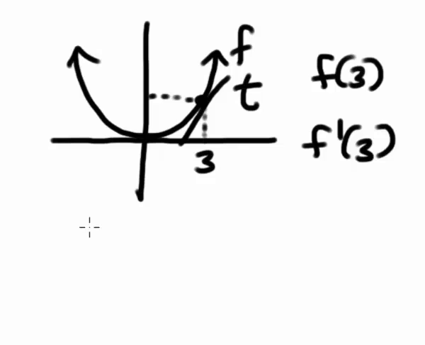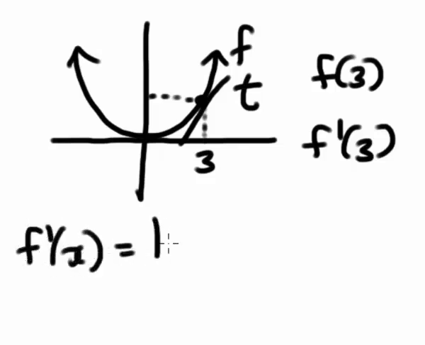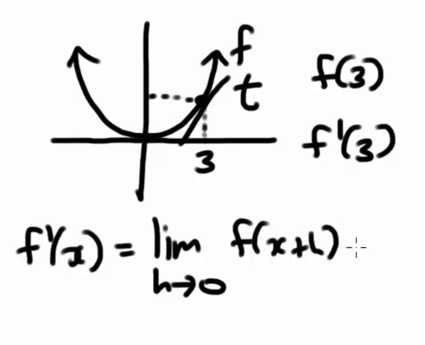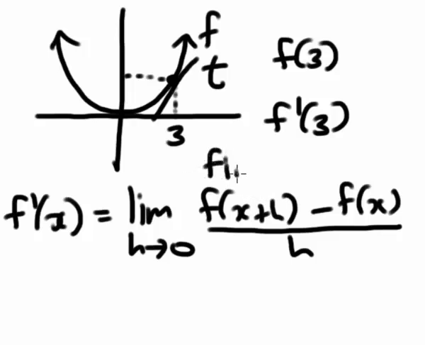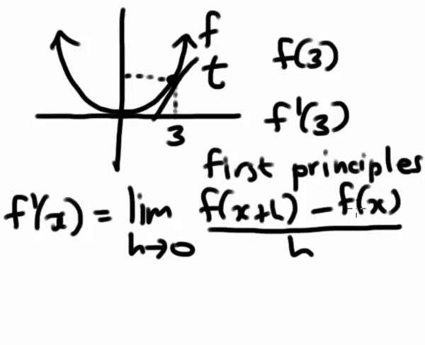This formula f prime x, which you get on a formula sheet now, the limit as h approaches 0 of f(x plus h) minus f(x) all over h, is called the gradient of the curve, and we use the words first principles. They often in an exam will say to you, determine the gradient of the tangent or the gradient of the curve at 3 using first principles, and we then have to apply this limit formula to be able to do that.